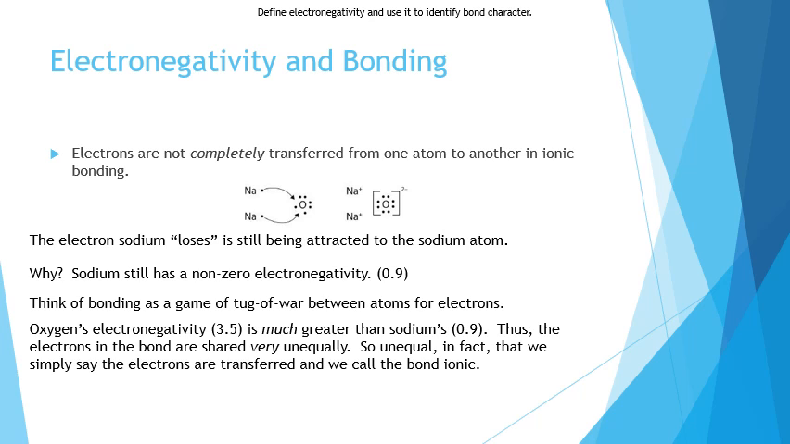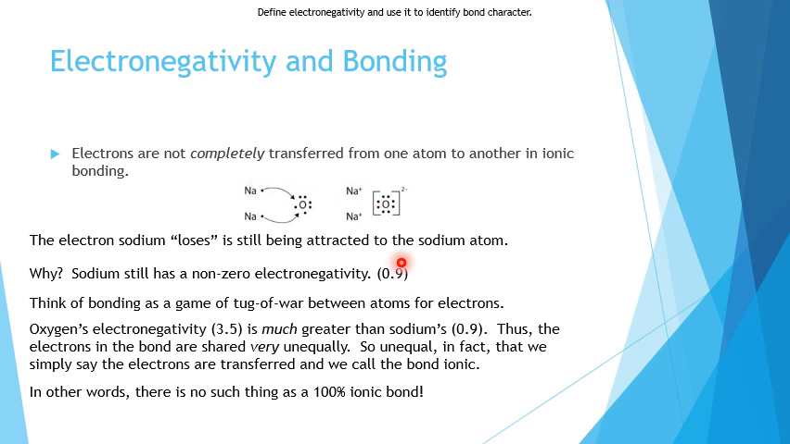In fact, they're shared very, very unequally. So unequal, in fact, that we simply say that the electrons are transferred from sodium to oxygen, and we call the bond ionic. In other words, what we're saying here is there actually is no such thing as a 100% ionic bond. What that would mean is, if we did have a 100% ionic bond, if we think about the example we're using here, where sodium would give up a valence electron to oxygen, and the sodium would have absolutely no attraction for that electron anymore.